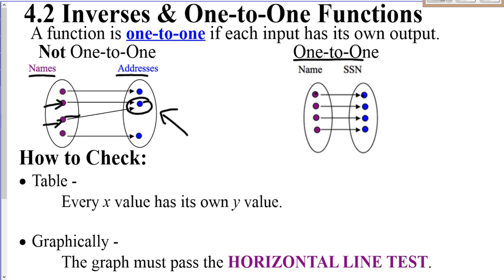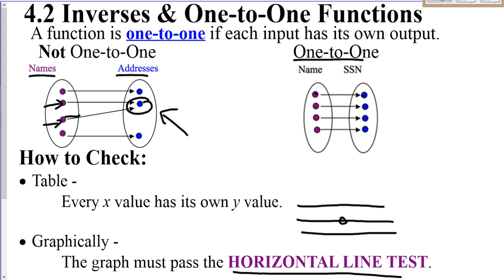So how do we check for a one-to-one function? For a table, just look for every x value; it has its own y value. And graphically, we're going to have the horizontal line test. So the vertical line test for a graph told us if graphs were a function. Well, now if we have a graph, we can trace horizontal lines. If it only passes at one single point, then we know it passes the horizontal line test. It is then a one-to-one function.